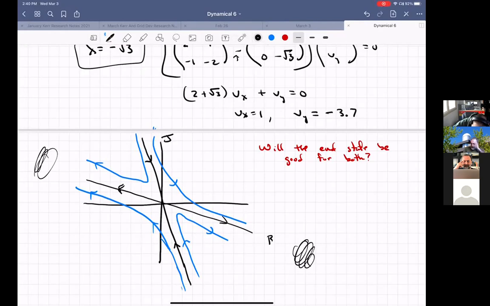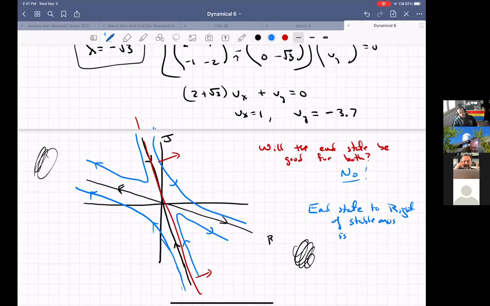So if you start anywhere to the right of the red line, then the end state of the stable axis is Romeo loves a Juliet that dislikes him.